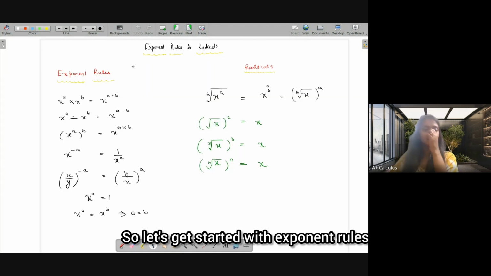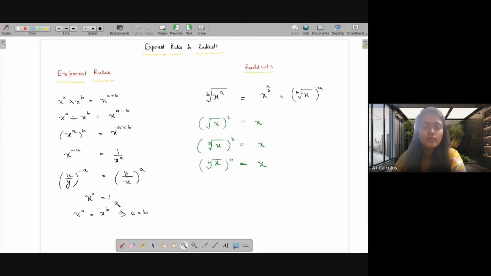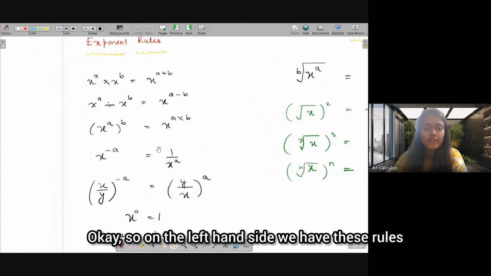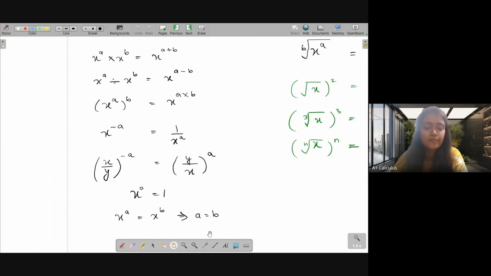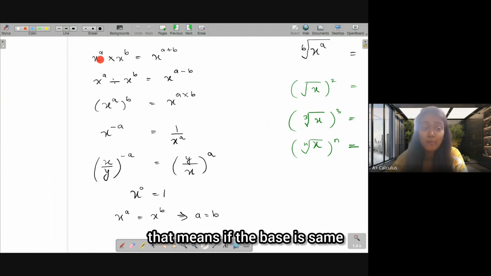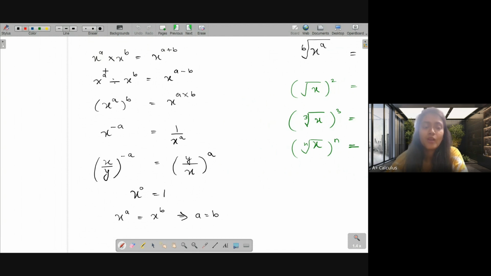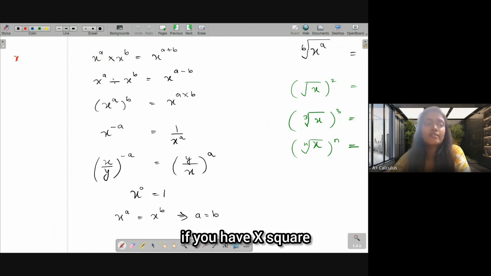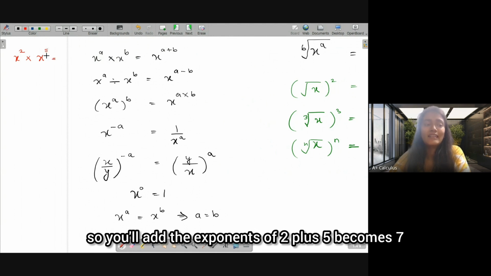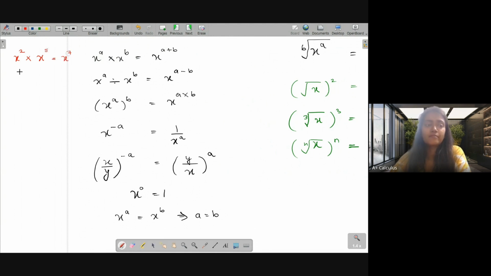So let's get started with the exponent rules. On the left-hand side, we have these rules. If you have x raised to a and x raised to b, that means the base is the same and the exponents are different, and these powers are multiplied, then you add the exponents. Let's say you have x squared times x raised to 5. The base is the same, so you add the exponents, so 2 plus 5 becomes 7.